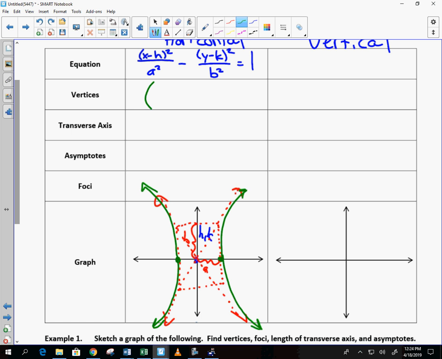How many units from the center is the vertex? a units. So we go h plus or minus a, and then k.